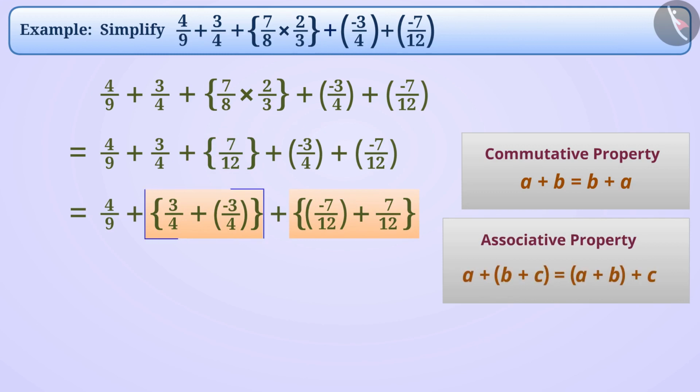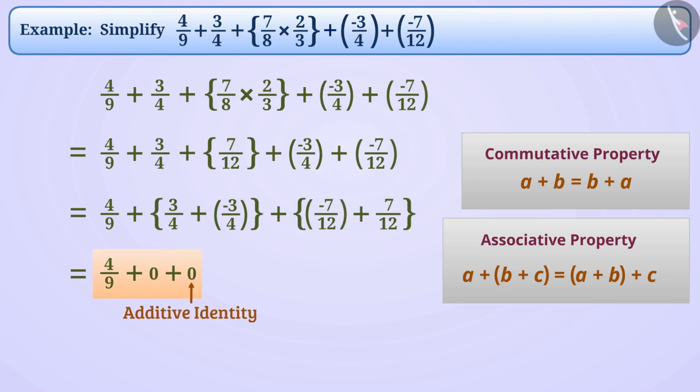In this bracket, we see that 3 by 4 and minus 3 by 4 are additive inverse of each other. Therefore, their addition is 0. Similarly, addition of brackets is also 0. Since 0 is the additive identity, therefore, in addition, if 0 is added to 4 by 9, then the answer is 4 by 9 only. Therefore, the answer is 4 by 9.